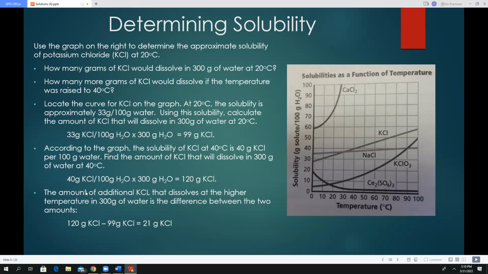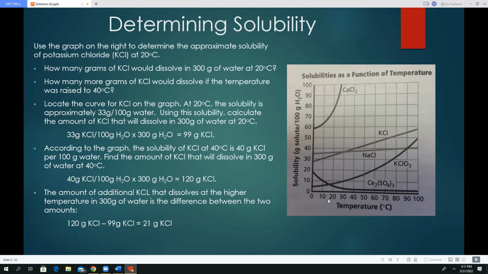All right, the amount of additional potassium chloride that dissolves at the higher temperature, between the two amounts. So if you are looking at them, you have 99 on one and 120 in the other, right? When you subtract, that would be 21 grams by increasing the temperature from 20 to 40.